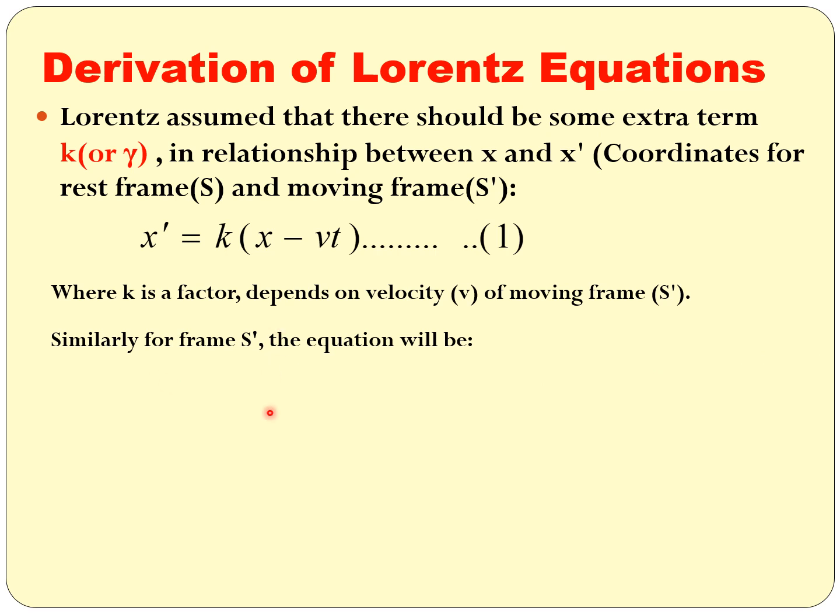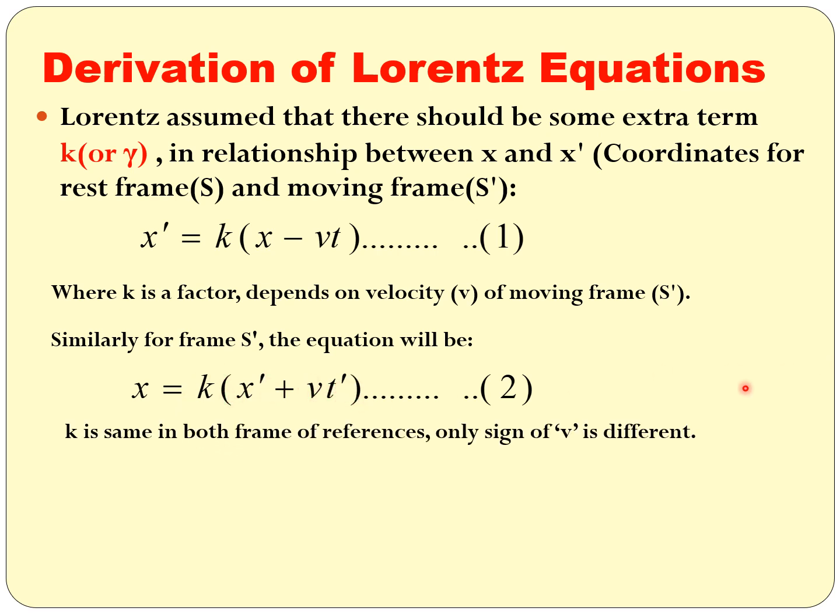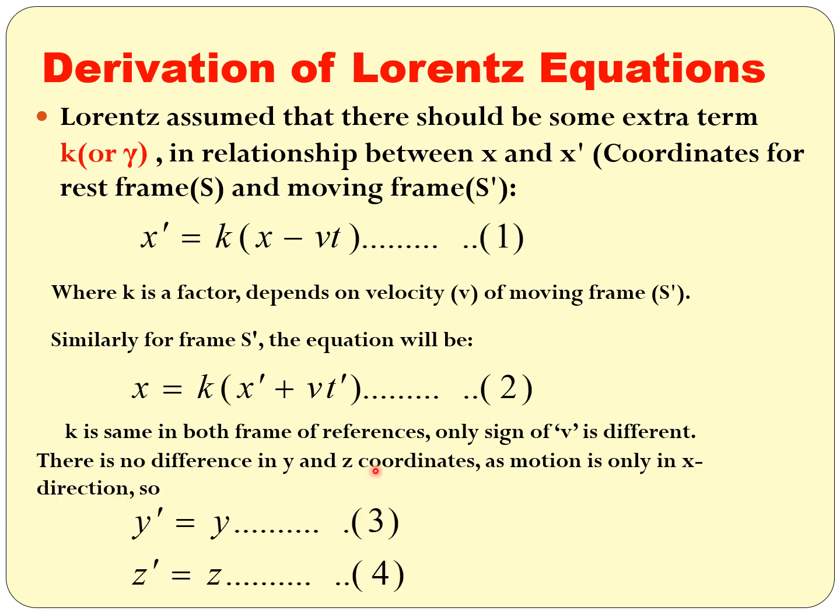Similarly, for S prime, the equation will be x equals k times (x prime plus vt prime). This is equation number 2, and k is the same for both frames of reference, only the sign of v is different. If there is no difference in the y and z coordinates, as the motion is only in the x direction, then y prime will be y, z prime will be z, and we have the relation x prime equal to k times (x minus vt).